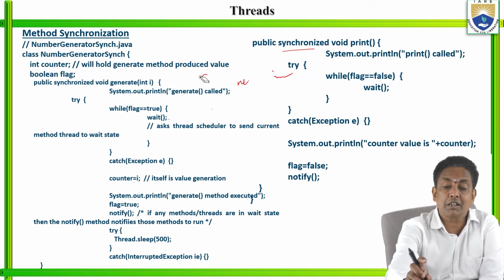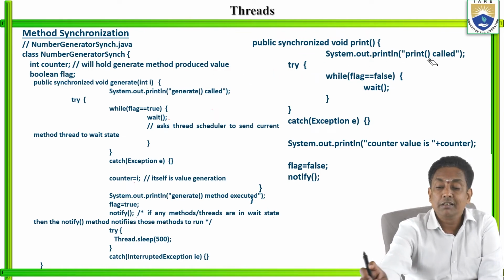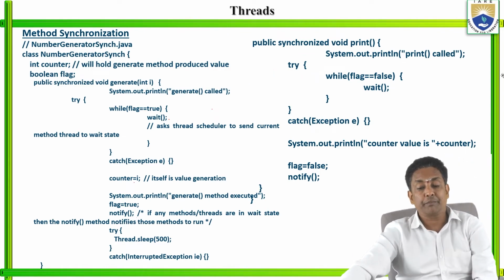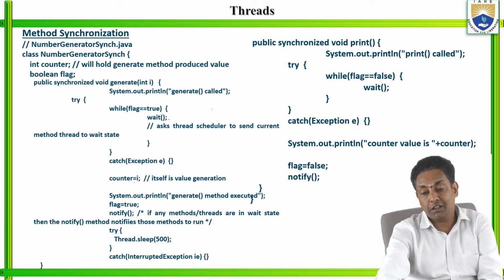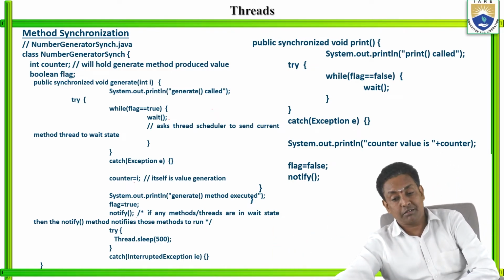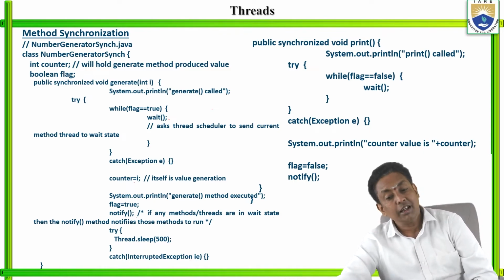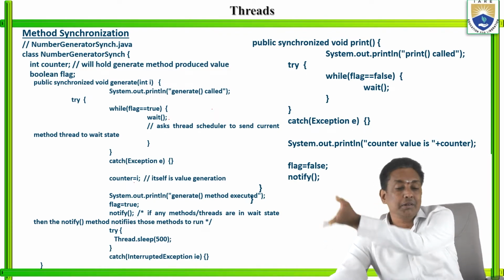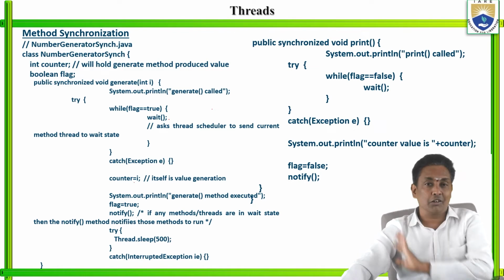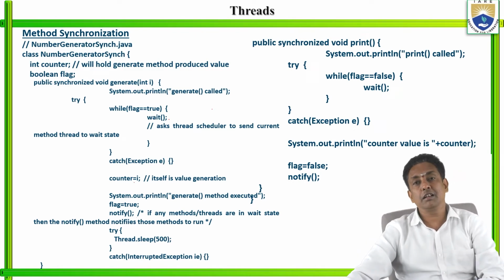If one method is synchronized and another method is not synchronized, then such method synchronization doesn't take place. If these two methods are synchronized and you write another method for another thread, and that method is not synchronized, that method will run without synchronization, asynchronously. These two methods will run synchronously.